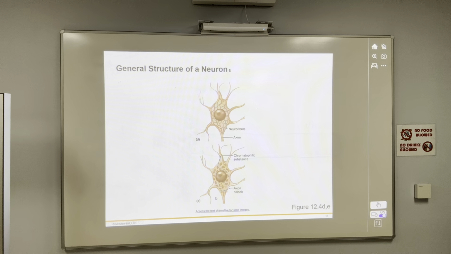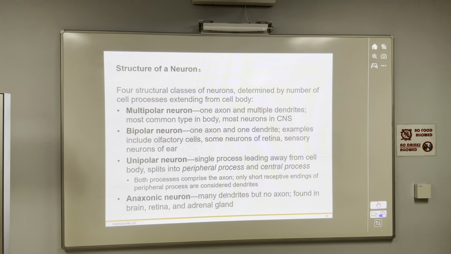Oligodendrocytes. You see, these are the neurofibrils, the axons. Those are chromatophilic substances, and this is the axon. See, this is the axon hillock. There are different types of neurons.